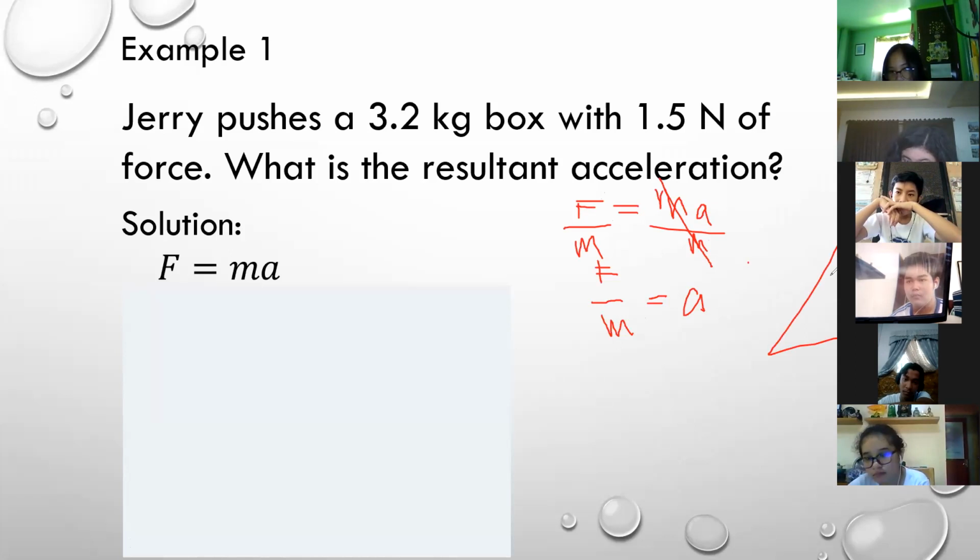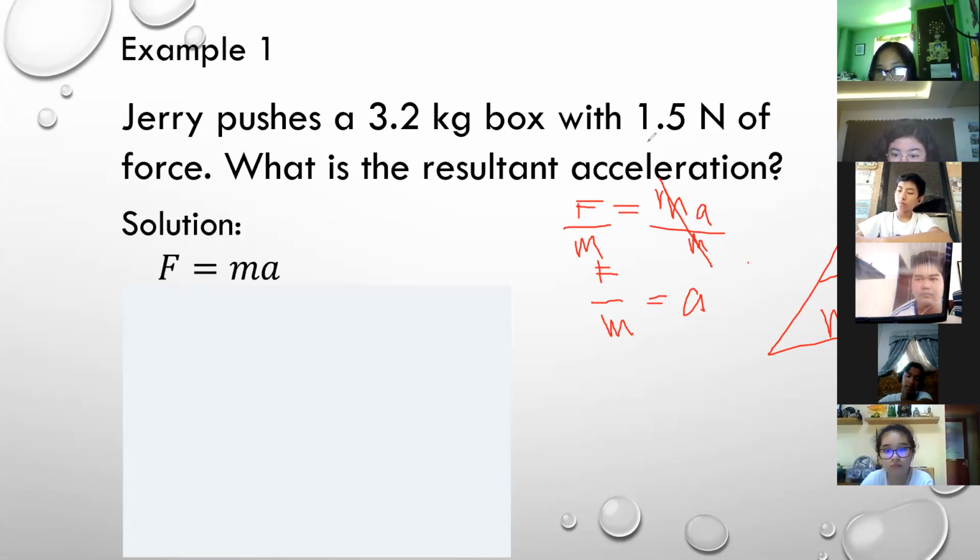I don't know if you're familiar with this one in your mathematics before in grade 7. The triangle of formula tells us that force is on top, mass and acceleration are in the bottom. So if the unknown is acceleration, you use force over mass. In the same manner, if the mass is the unknown, then you have force divided by acceleration. Or to put it simply, if the unknown is force, it is mass times acceleration. So this is the triangle of formula.